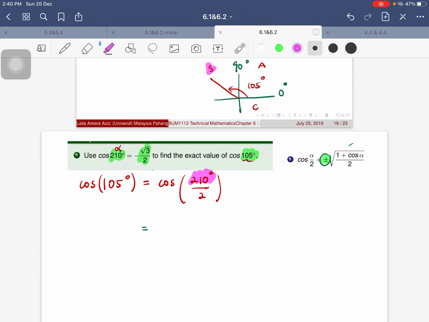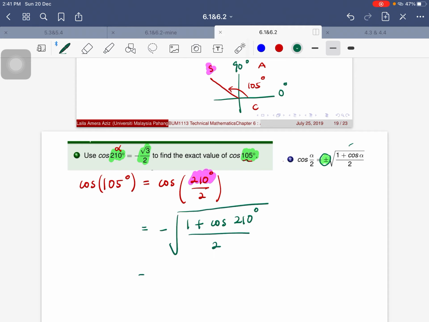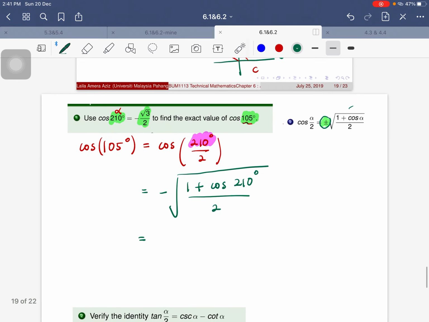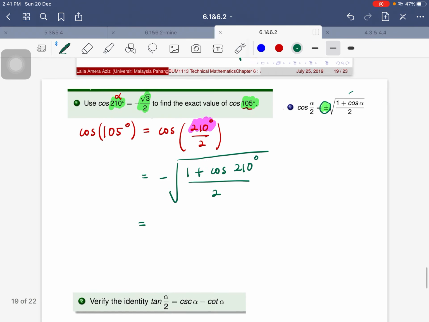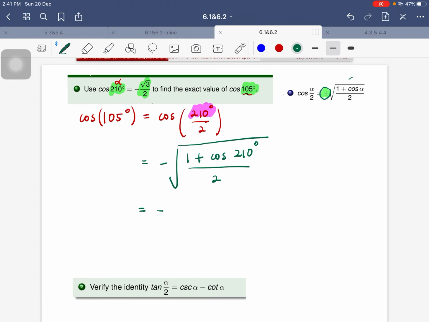And in this quadrant, according to the CAST rule, only sine should be positive. Other than that, it should be negative. So therefore, when I copy down the formula, this should be negative of the square root of 1 plus cos 210 degrees over 2. So that's why we choose the negative, because we know that cos of this value should be negative since it is in the second quadrant.